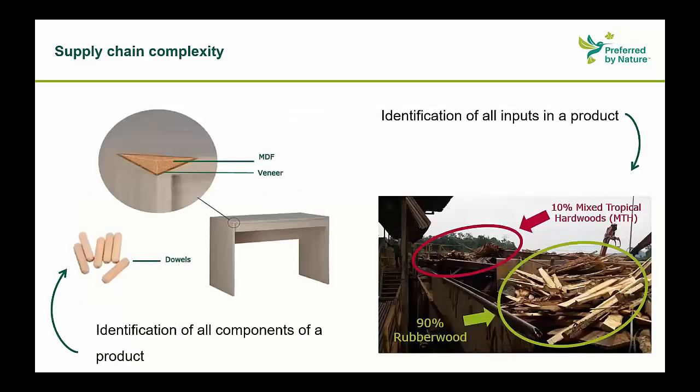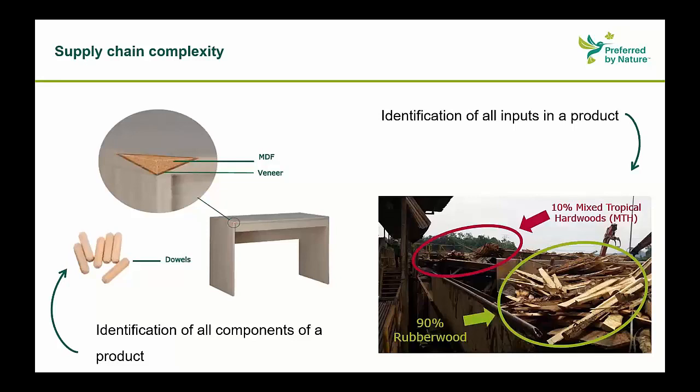So those are just a few pictures to highlight the fact that small components in products are often overlooked, but technically they need to be assessed as the others. So even dowels, or maybe more importantly, veneer. Veneers are very often overlooked because they're a very small part of the product, but they can be of a very different origin and very different species than the rest of the product, such as the panel that is in the core of the product.